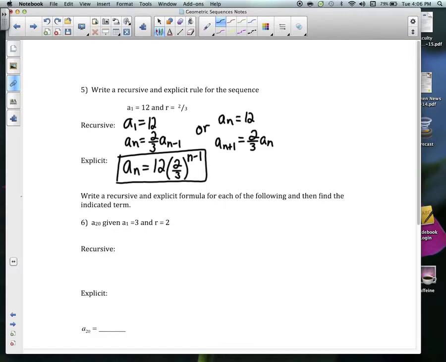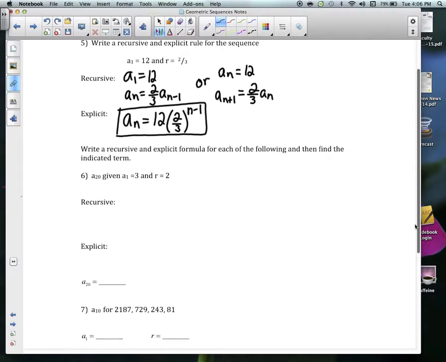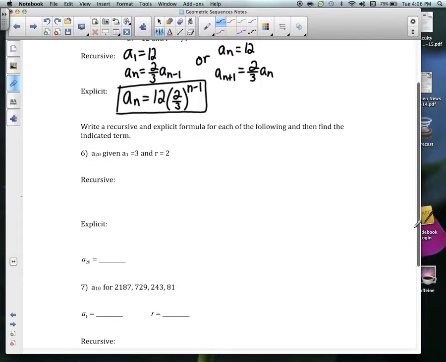Right, now we're going to use these rules. We're going to find our two formulas and then maybe find a term in the sequence. So we're going to find A20 given A1 is 3 and R is 2. For recursive, I'll just write the one version this time.